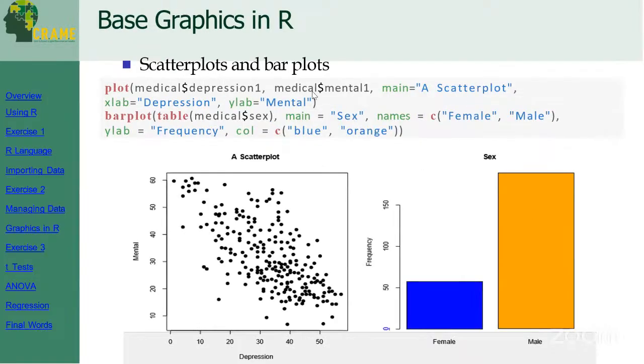Okay, so scatter plot and the bar plots for the depression 1. You can see depression 1, scatter plot, and mental 1. Mental 1 and depression 1. Can anybody tell me what does it mean? What does depression 1 show and what does mental 1 show? Hurry up.